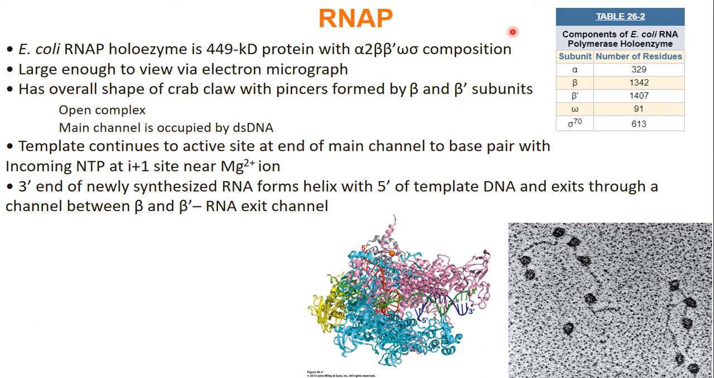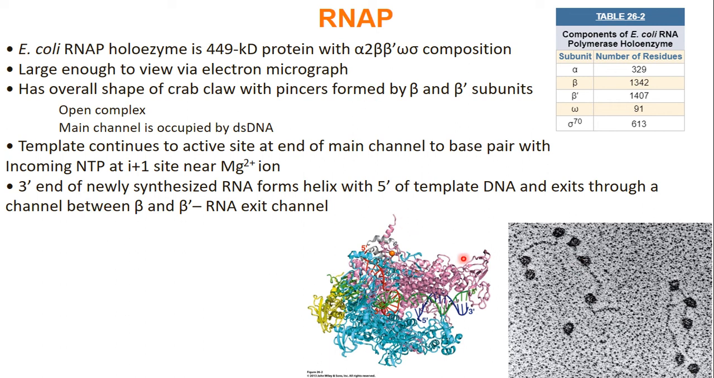Now let's take a look at the structure of an RNAP, the E. coli one to be specific, and these are massive proteins. The E. coli RNAP is 449 kilodaltons, made up of a bunch of different subunits. And they're so big that we can see them through an electron microscope. Most proteins you can't see through an electron microscope, but these things show up nice and big.